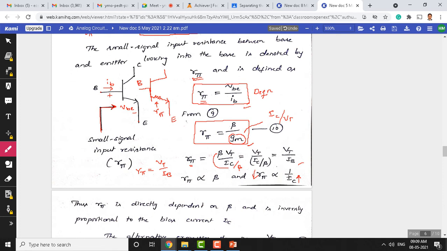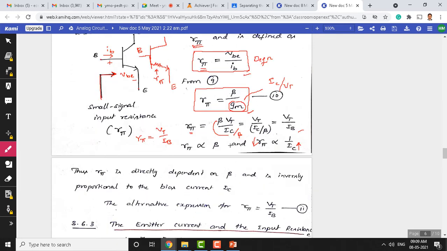So these are the two conclusions we can arrive at from these derivations. The first conclusion is R pi, a small signal resistance, is directly proportional to the current gain of the common emitter configuration, which is beta. R pi is inversely proportional to the DC collector current, which is IC. These are the two things you must remember. Any change in the DC collector current alters our input resistance R pi. Any change in beta also changes R pi. This is an important resistance measured between base and emitter, so it should not vary too much; it must be fixed at some point.